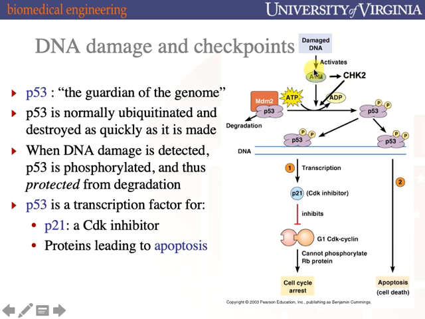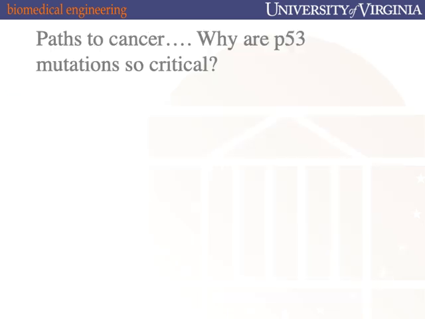If you mutate here, if you mutate here, if you mutate here, and if you mutate here, all of these are tumor suppressors or oncogenes and are associated with different forms of the disease. So really important for cancer. Why? We talk about lots of pathways that could be important.